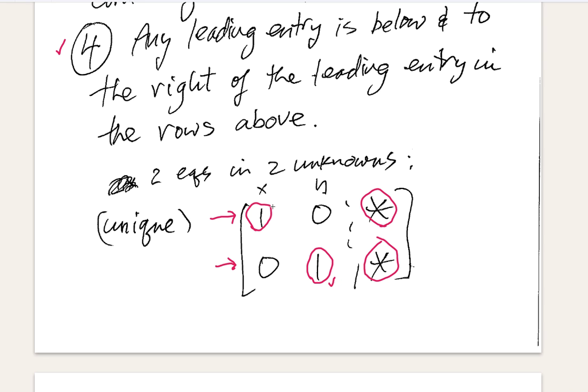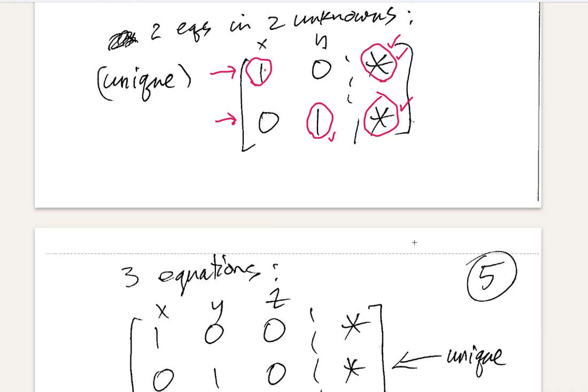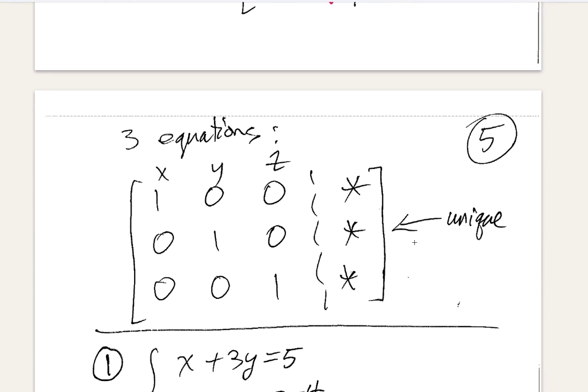Remember how we read this off in the end? This would be saying what? 1x plus 0y is whatever that is. In essence, it would be saying x is that number. This would be saying y is that number. And that's just what we want for a solution. X equals, y equals, whatever. Okay? Alrighty. Let's talk about 3 equations here.